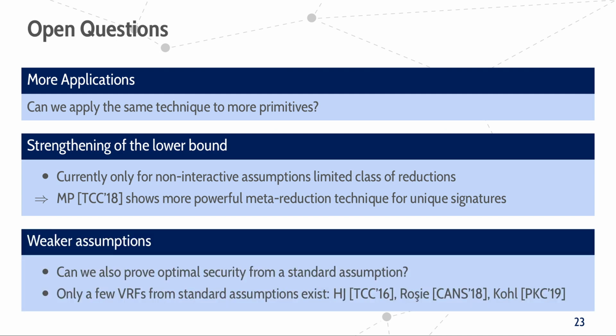Finally, achieving optimally tight reductions from weaker or maybe even standard assumptions would also be nice, since our current construction only works from the Q dBDHI assumption, but there exist VRF constructions from standard assumptions like the one from Hofheinz and Jager from TCC 2016, or the ones by Roşie or Kohl from 2018 and 2019.